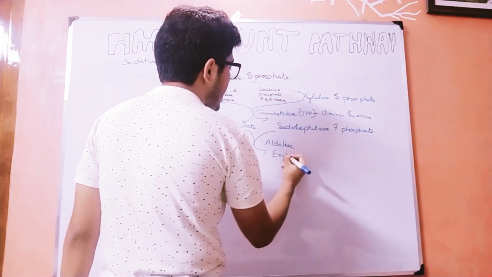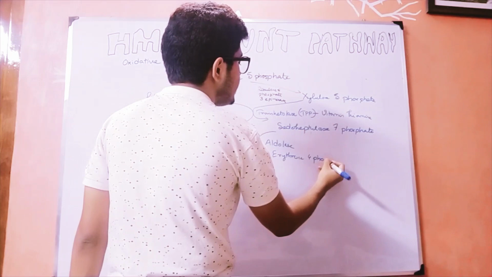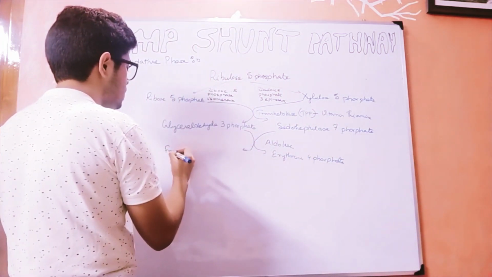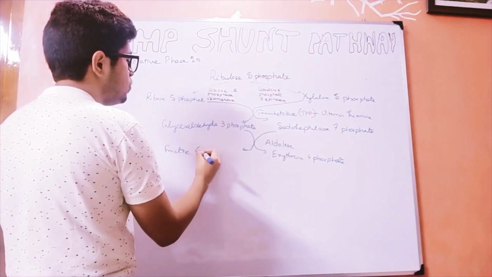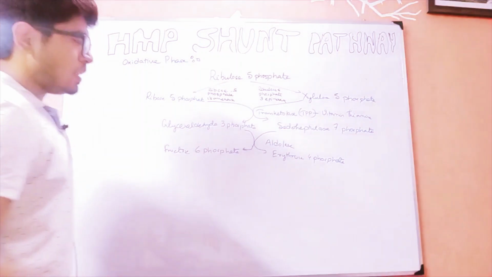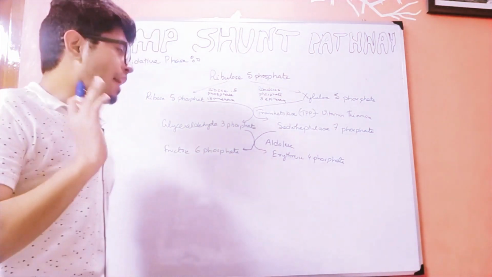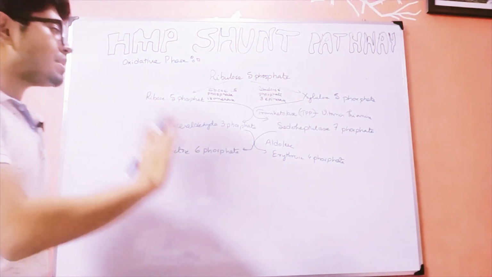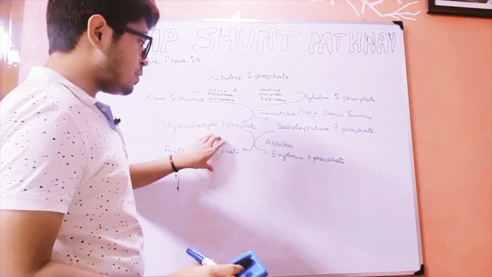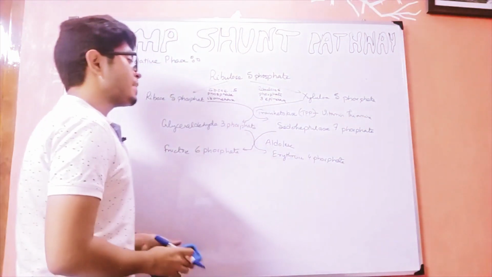side, erythrose 4-phosphate, and the other side we get fructose 6-phosphate. On one side we get erythrose 4-phosphate, on the other side we get fructose 6-phosphate. Here fructose 6-phosphate is the hexose molecule, erythrose 4-phosphate is the aldose molecule.